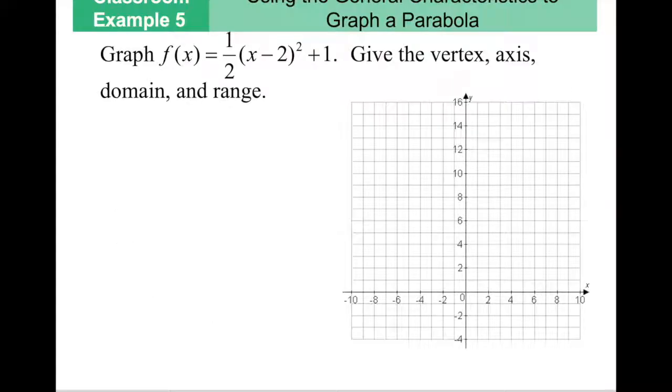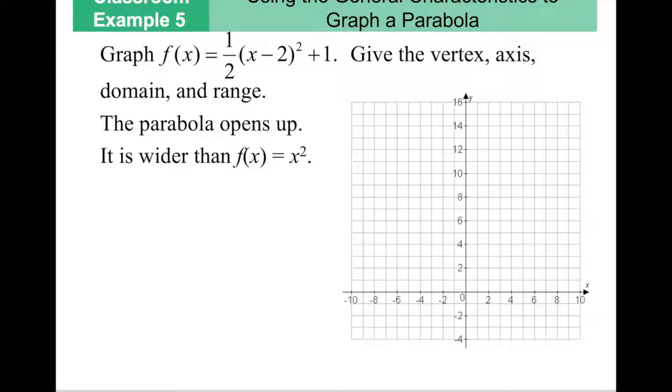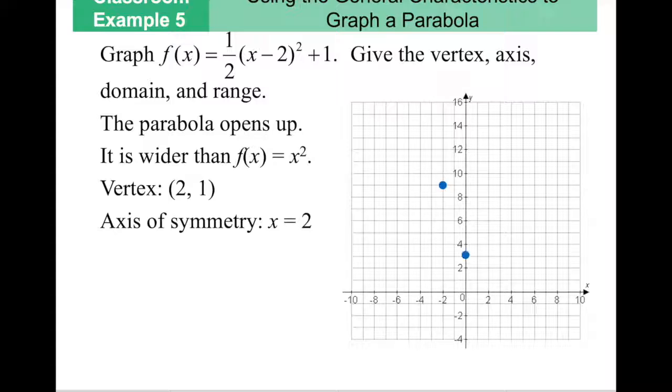So we have this 1/2 (x minus 2) squared plus 1. I know I'm going to the right 2. I'm going up 1. And that 1/2 is going to affect my parabola. It opens up because 1/2 is positive. It's going to be wider because it's between 0 and 1. My vertex has been shifted from (0, 0) 2 to the right, up 1, which is that point (2, 1). The axis of symmetry is at that coordinate of the vertex, x equals 2.